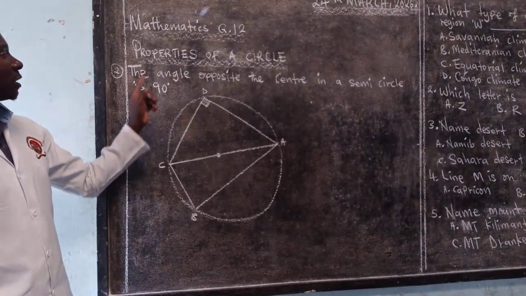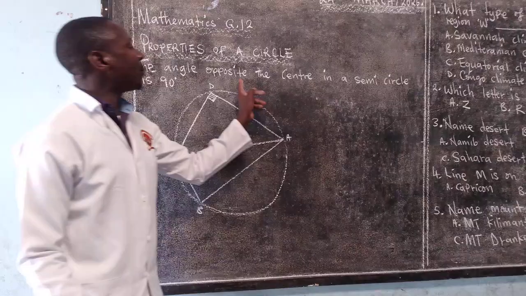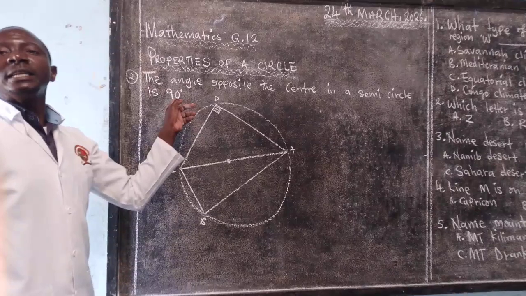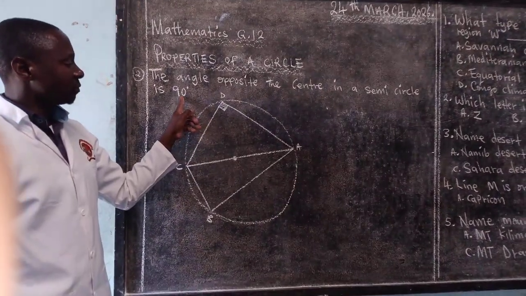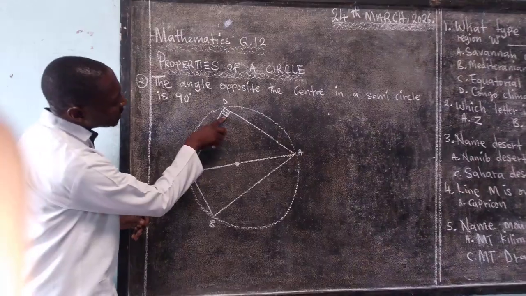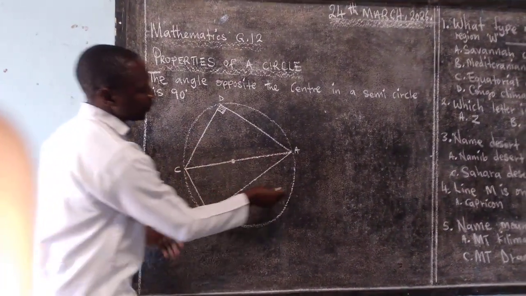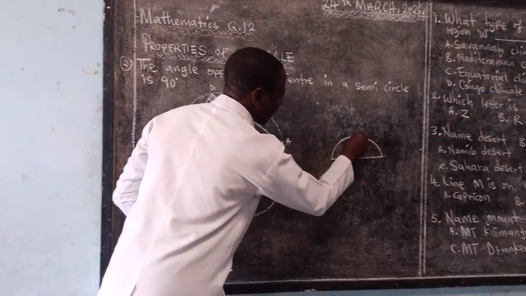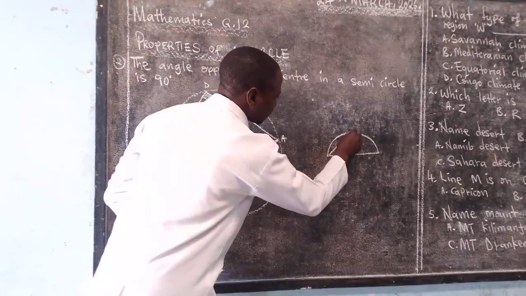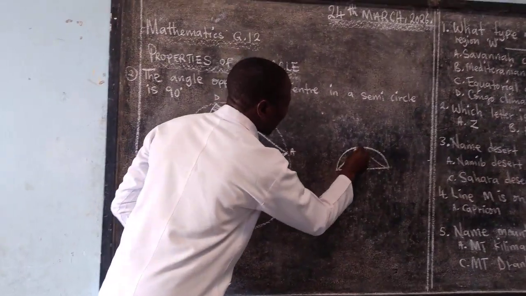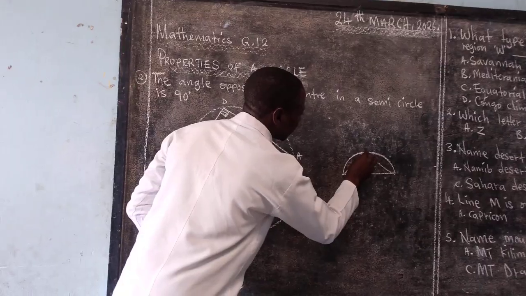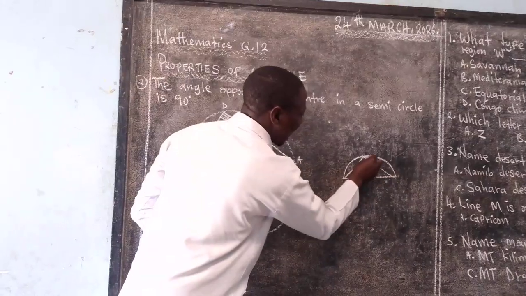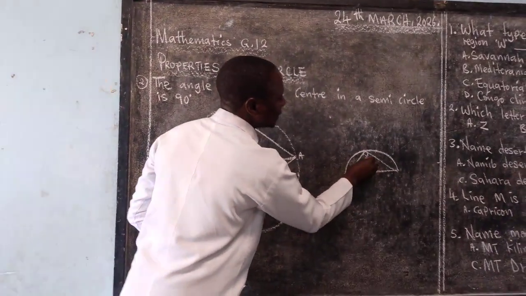So the property says the angle opposite the center in a semicircle is equal to 90 degrees. Let me draw a semicircle here in case you don't know a semicircle. This is a semicircle. The angle which is opposite to the semicircle here, to this line, is equal to 90 degrees.